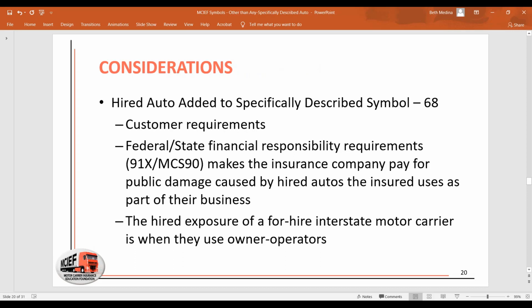So hired auto is added to specifically described auto, symbol 8. That's because of customer requirements. Also, because of federal financial responsibility requirements, it makes the insurance company pay for public damage caused by the hired auto the insured uses as part of their business. So for that reason, the hired auto would protect that. The hired auto exposure of a for-hire motor carrier is when they use owner-operators. That is the main concern, and that's what makes the hired auto exposure unique to for-hire motor carriers.